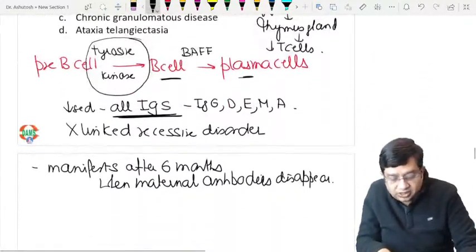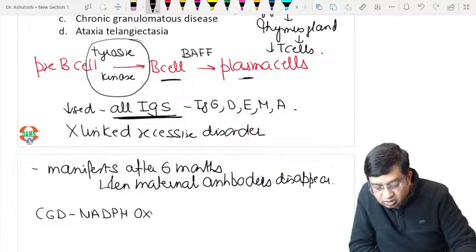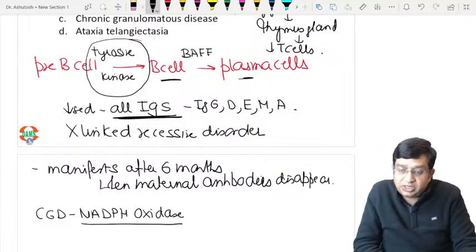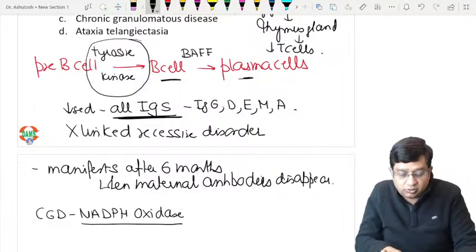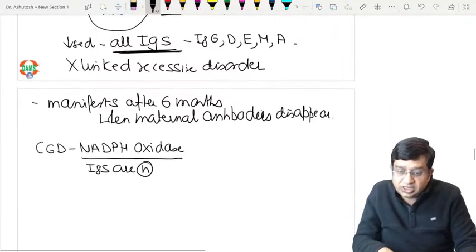Chronic granulomatous disease is a deficiency of the enzyme NADPH oxidase. But here neutrophils are not able to kill the bacteria. Immunoglobulins are normal.